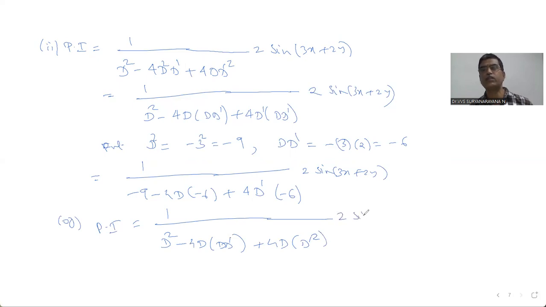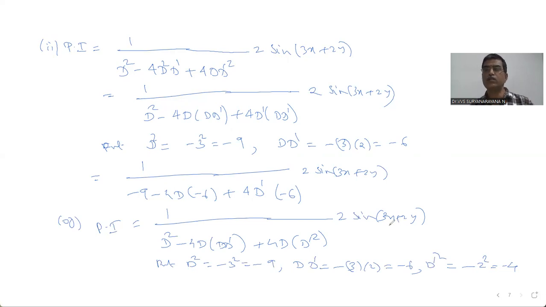Just a slight change, just observe carefully. In the third term, earlier we considered dd dash into 4d dash, but here we have considered d dash square into 4d. Now, put d square equal to minus a square, that is minus 9, and d dash equal to minus ab, minus of 3 into 2, that is minus 6, and d dash square equal to minus b square, minus of 2 square, minus 4. A is 3, b is 2.